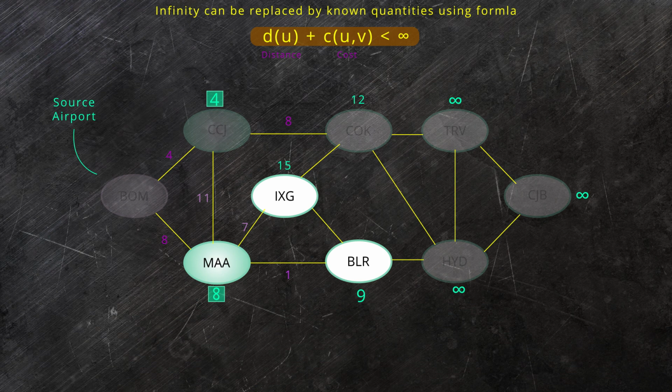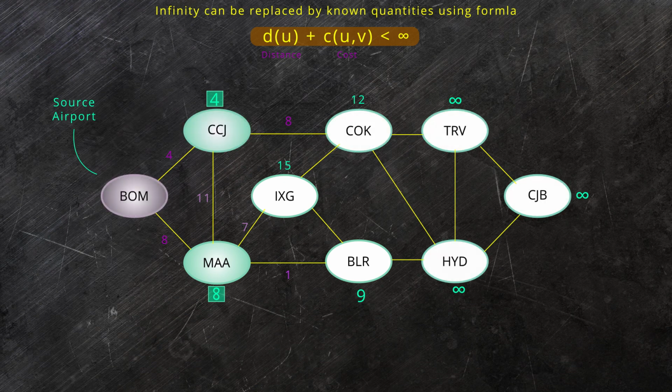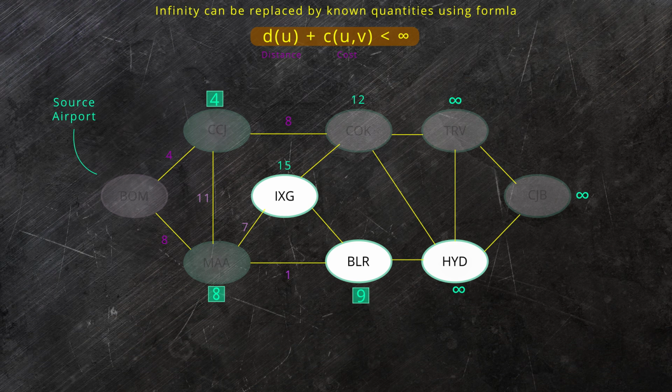Now look at the remaining airports. In the remaining airports, the distance is minimum in BLR, that is 9. So again, we will be choosing BLR, Bangalore Airport, as a temporary residual source. We will be starting our analysis from BLR. You will have two routes, one to IXG, that is Belgaum, and one to HYD, Hyderabad. The route weightage from Bangalore to Hyderabad, let us take it as 2.